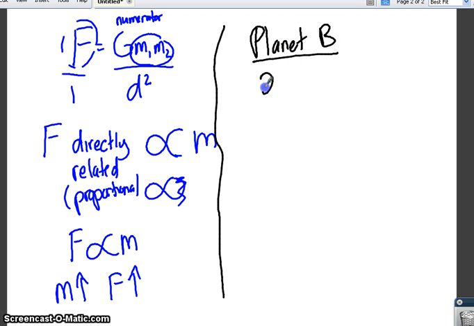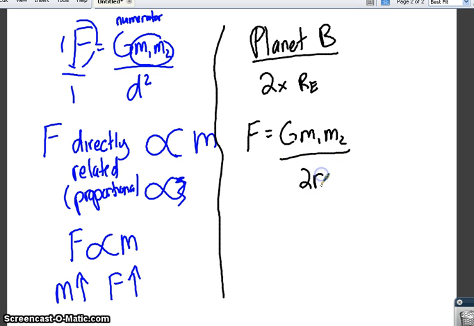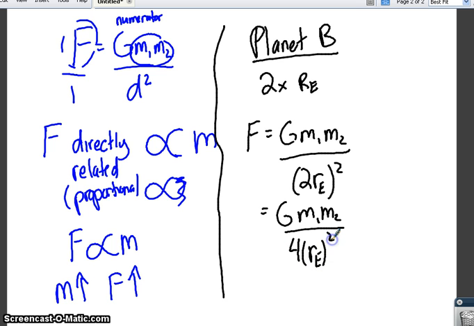And planet B has 2 times the radius of Earth. So we have F equals G m1 m2 over 2RE squared. So G m1 m2 over 4RE, and that's still squared. So once again, if we factor out this 4 like it's a coefficient, we get 1/4 G m1 m2 over RE squared.